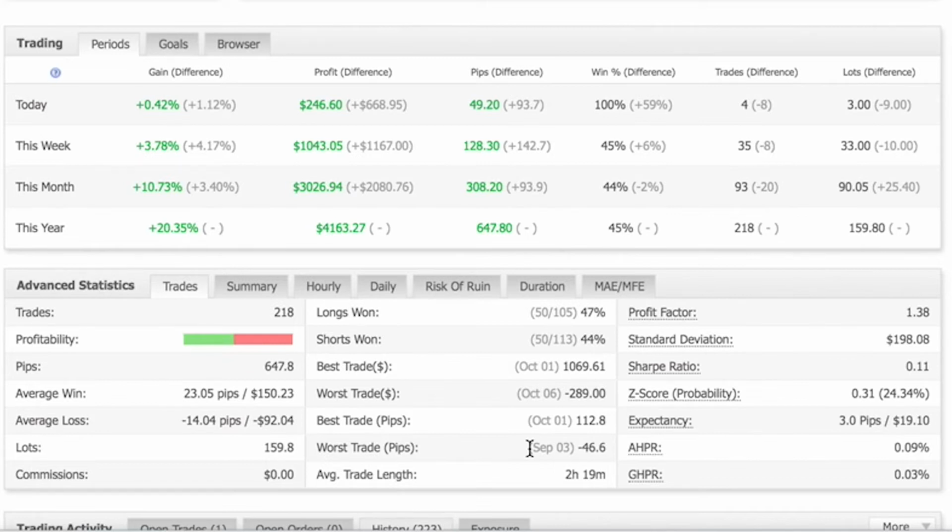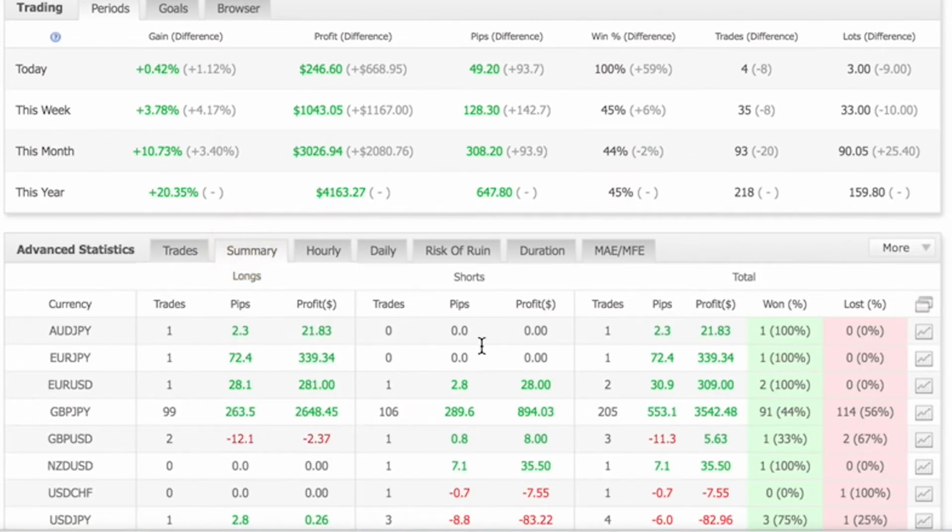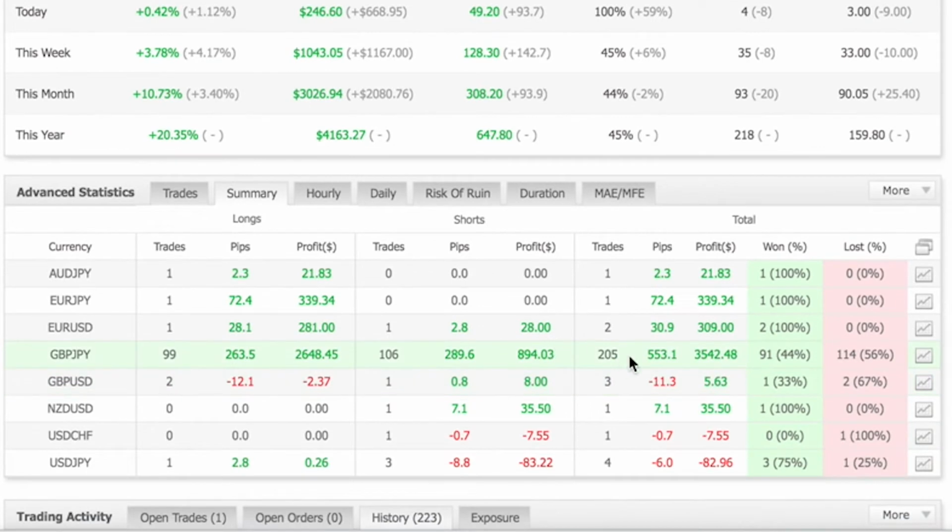Now, let's have a look at the summary. I remember that Darwin had a favorite pair, the pound-yen. Let's see if it's still the same. And yes, definitely, we can see 205 positions over the 218 that he took were done on the pound-yen. That basically gave him a profit of $3,542. Dollars, very well done.